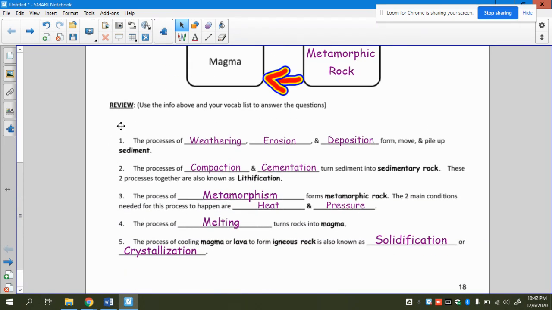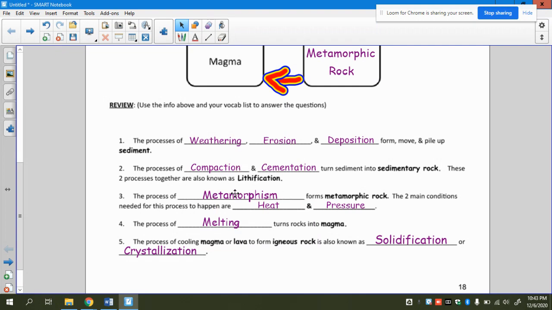So number one is going to represent the processes of weathering, erosion, and deposition. So breaking down, moving, and then settling in a new spot to form sediment. Okay, so number one is how we form sediment. Number two is compaction and cementation. And so we take all those little pieces, they get compacted and cemented together at the bottom of the ocean, and we call these things together lithification. That's a big word, I know, lithification. So two is going to represent lithification.